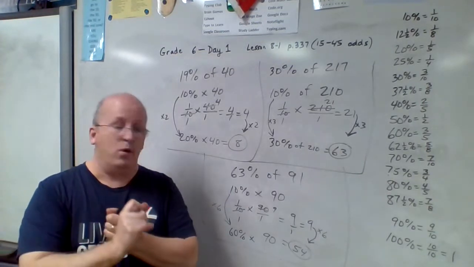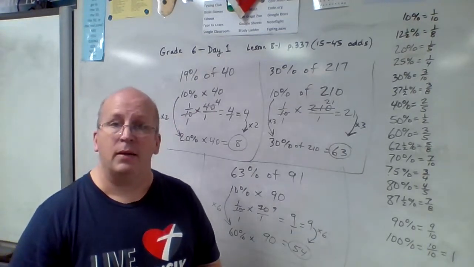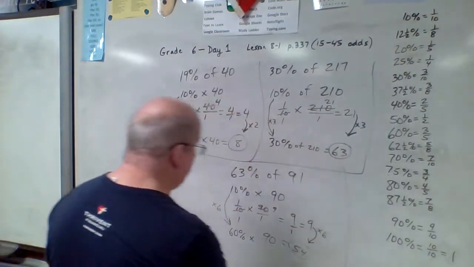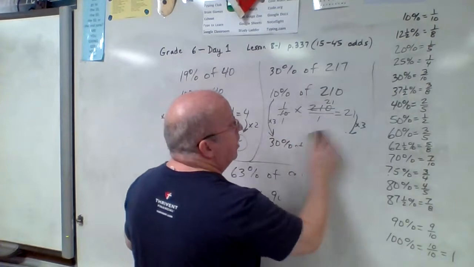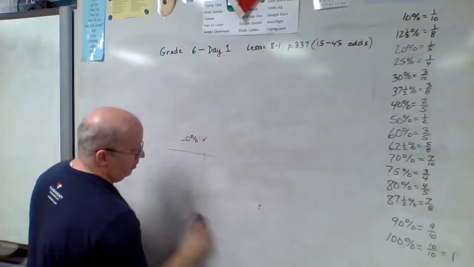That's our second type of problem here. So the first type was estimating using fractions. Second type, estimating by using 10%. Now we've got the problems that are on the bottom of 335. Percents greater than 100 or percents smaller than 100.